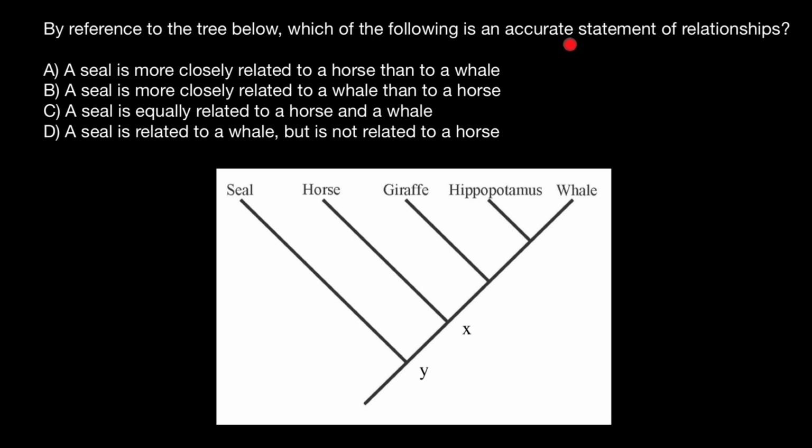Today's question is: by reference to the tree below, which of the following is an accurate statement of relationships? And here are the four variants to choose from, and I want to start with variant D. A seal is related to a whale but not related to a horse.